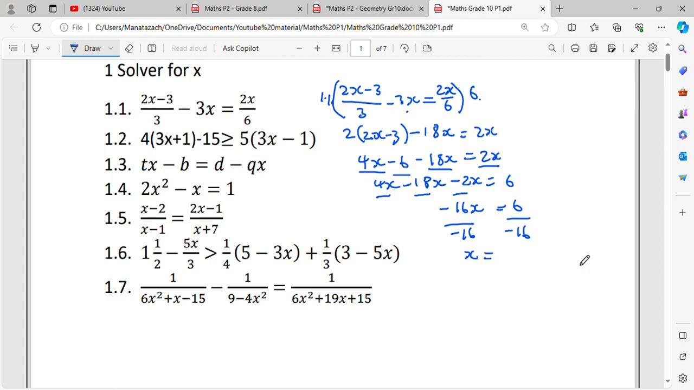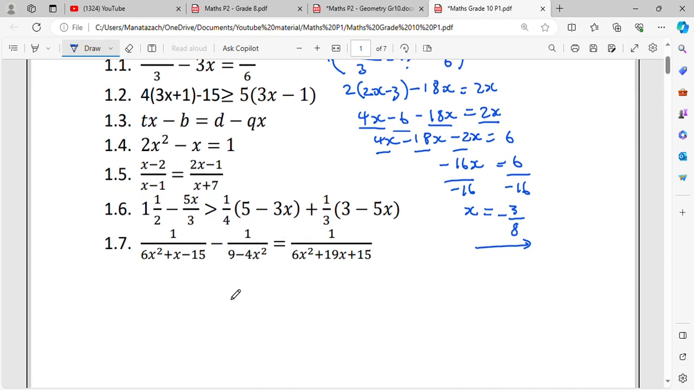X is going to be minus, you can simplify this 6 over minus 16 as 3 divided by 8. So that's going to be the x of the first question. Now let's go to question 1.2. Let's attend to question 1.2. Let's write it over here.